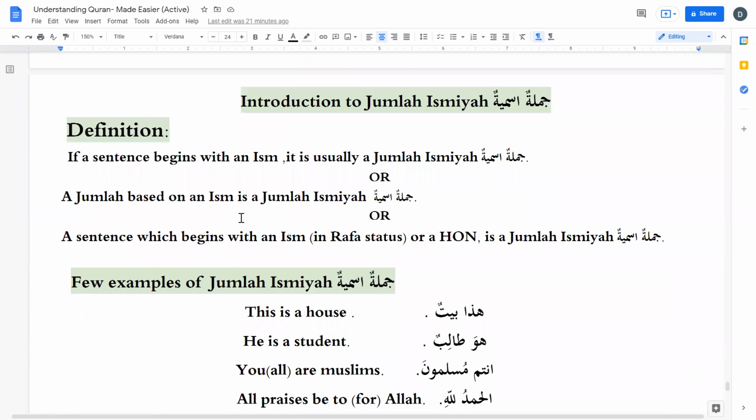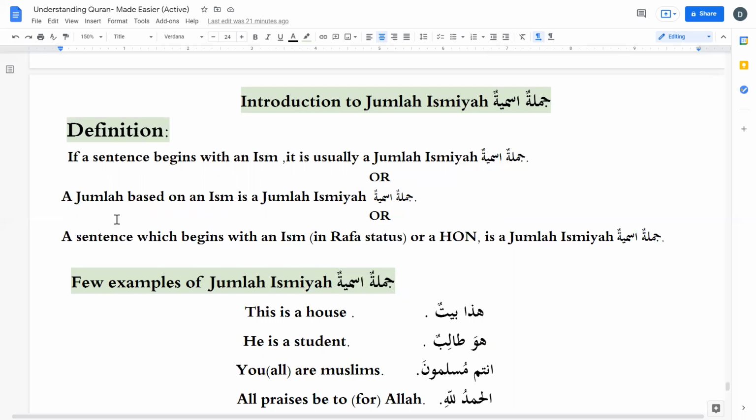And then we focus on Jumlah Ismiyah because that's our topic, that's our subject today. In the last 16 lessons we learned about ism. So we basically did ism studies. In today's lesson and inshallah in the next few lessons we will be learning about Jumlah Ismiyah.